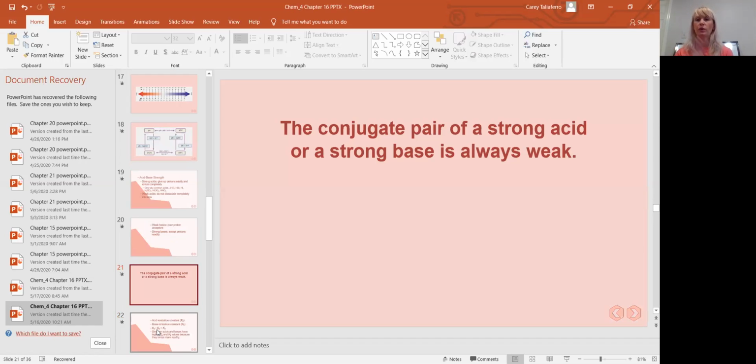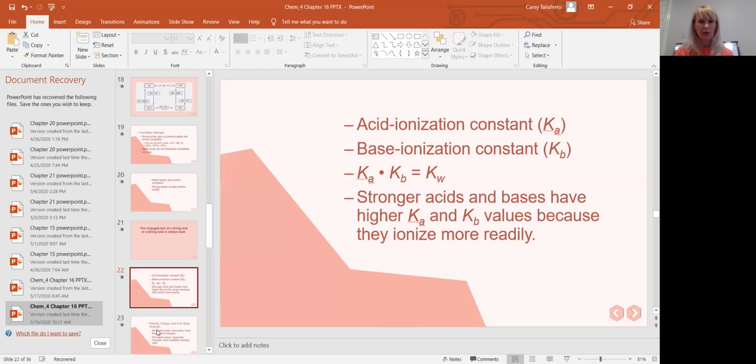And then remember, with the Bronsted-Lowry definition, we talked about the idea of conjugate pairs. So the conjugate of a strong acid or a strong base is always the weak opposite. So if you have a strong acid as a reactant, its conjugate base is going to be weak. And if you have a strong base as a reactant, its conjugate acid is going to be a weak acid.